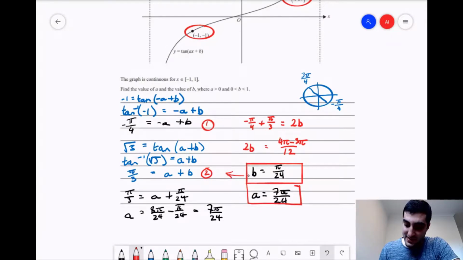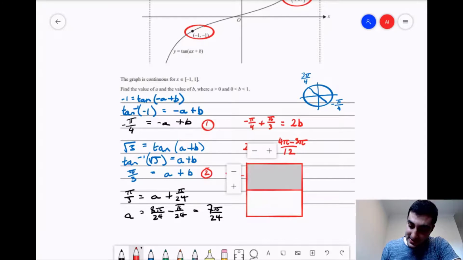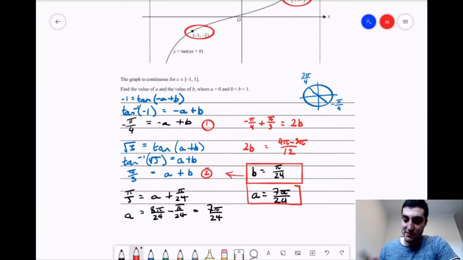Don't know why whiteboard's doing that. Anyways, hopefully you guys can see the answer. 7 pi on 24. Good enough, you guys get the idea. Cool, so that's the answer.